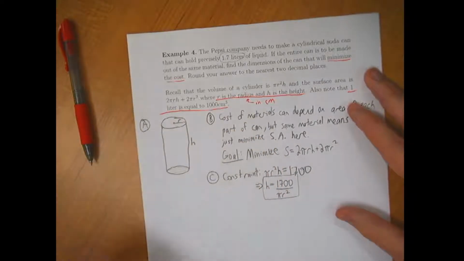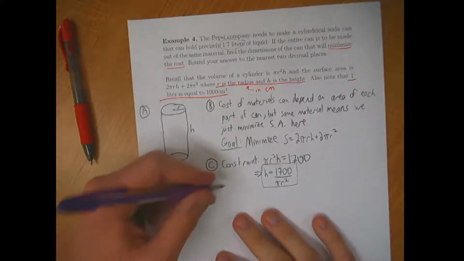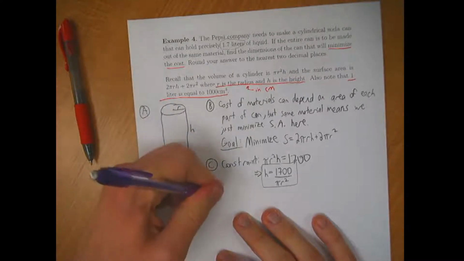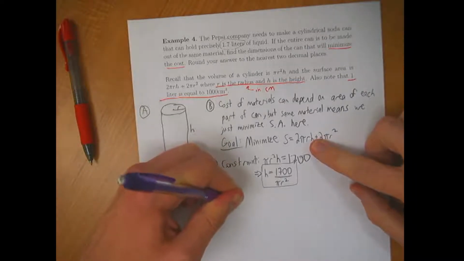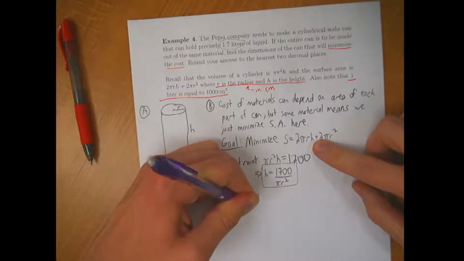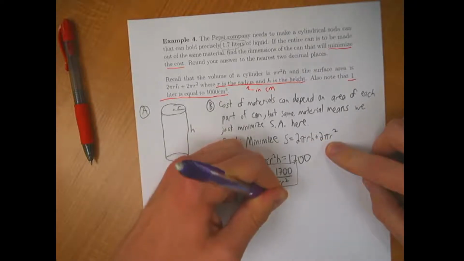So, that's our constraints. If we plug this into our objective function, that must mean that s is equal to 2 pi r times the height, which is 1700 over pi r squared, plus 2 pi r squared. Okay?